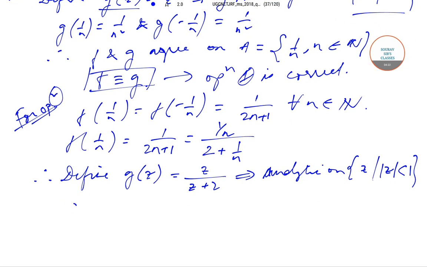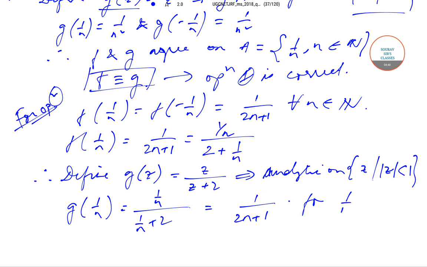So now if we find out g of 1 by n, so g of 1 by n will be equal to (1 by n) by (1 by n plus 2), and this will come down as 1 by (2n plus 1), for 1 by n such that n belongs to the set of natural numbers.